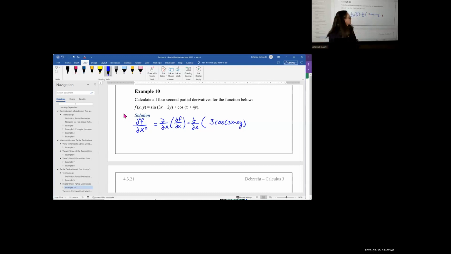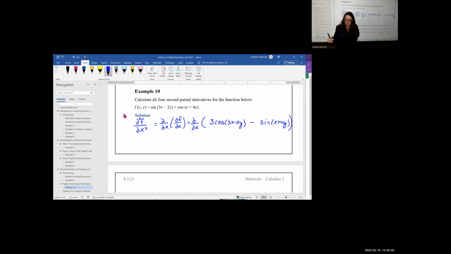Then the second one, the derivative of cosine is negative sine. And this stays x plus 4y. And then I multiply by the derivative of the inside with respect to x, which is 1, so I can just leave it. And I have this expression here.